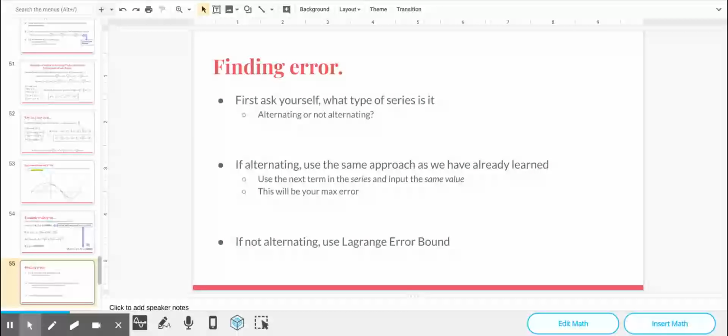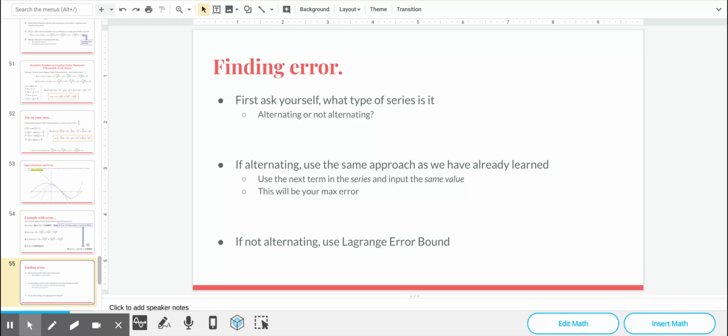And so at this point, when you're doing any of these problems, this is what I was saying we were going to get into. The first thing you need to ask yourself is, what type of series is it? Is it alternating or is it not alternating? If it is alternating, you're in really good shape because you've already done this before. We just took our last quiz on this. You're still going to use the next term in the series and input the same value into it.